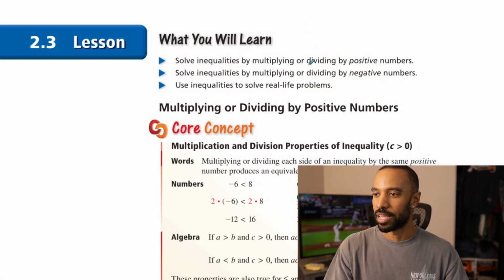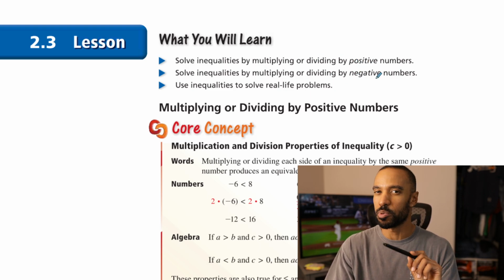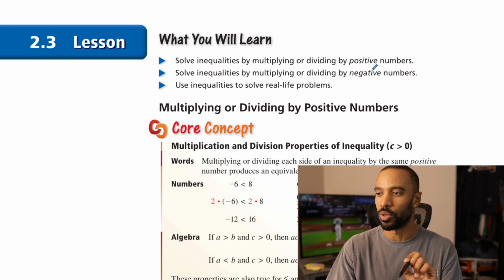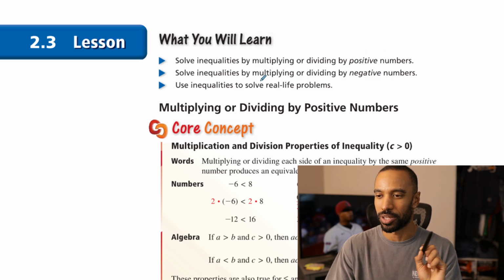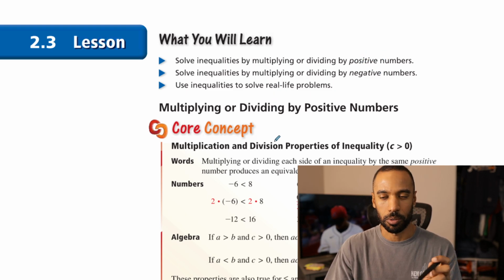We're going to solve by multiplying or dividing positive numbers and by multiplying or dividing negative numbers. And there's a difference between the two, not just in your boundary value, but also in what happens to your inequality. And we're going to do real life problems like word problems.